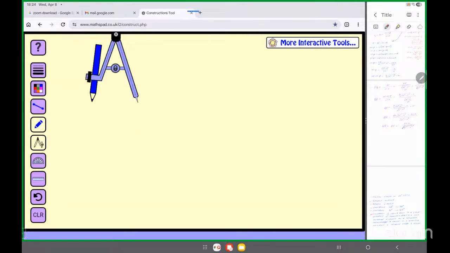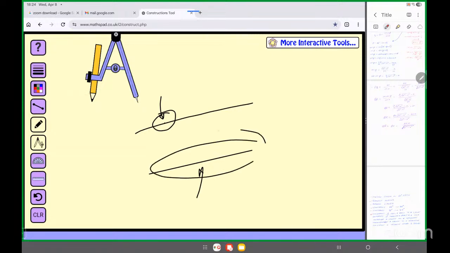So let's say I have a line. And let's say the line is this. Let's make it slant. And let's say I have a point right here. I want to draw a line parallel to this first line passing through this point. So the line that I want must go like so. And it has to be parallel to this one. But we have to construct it.